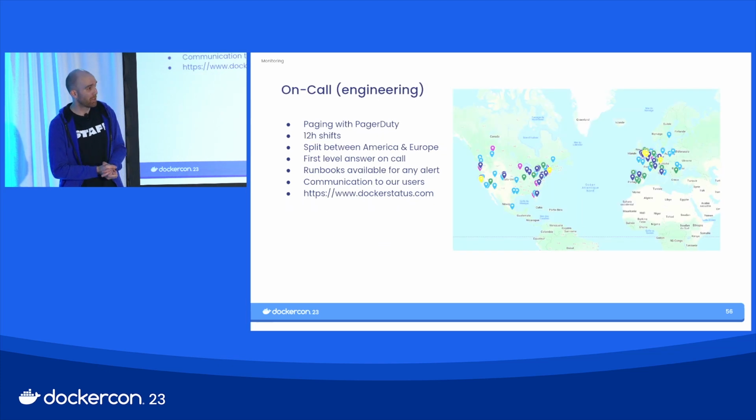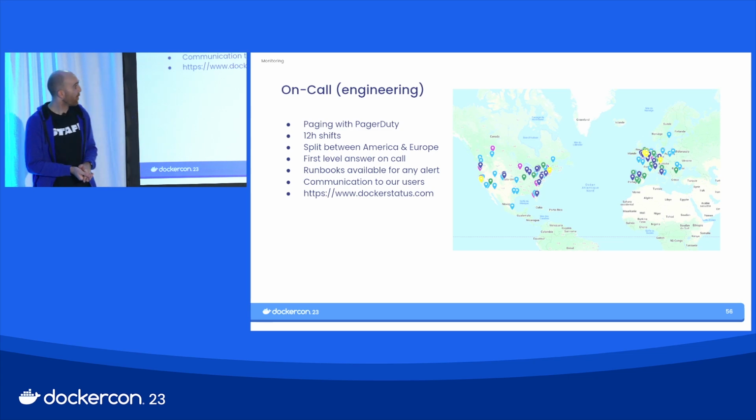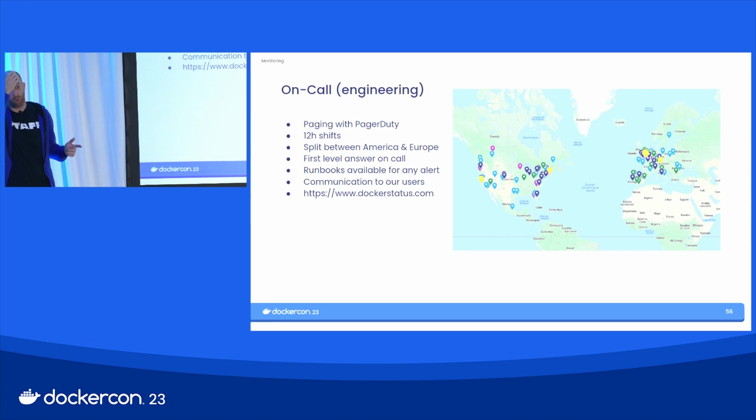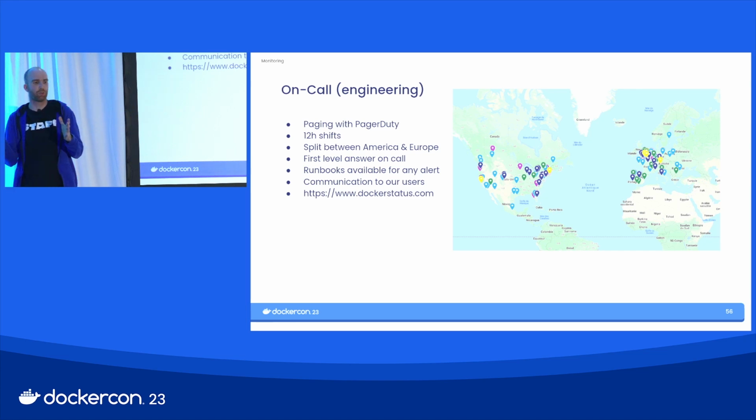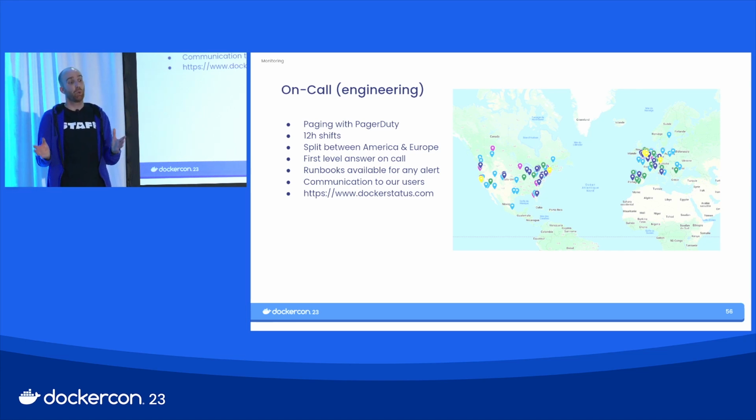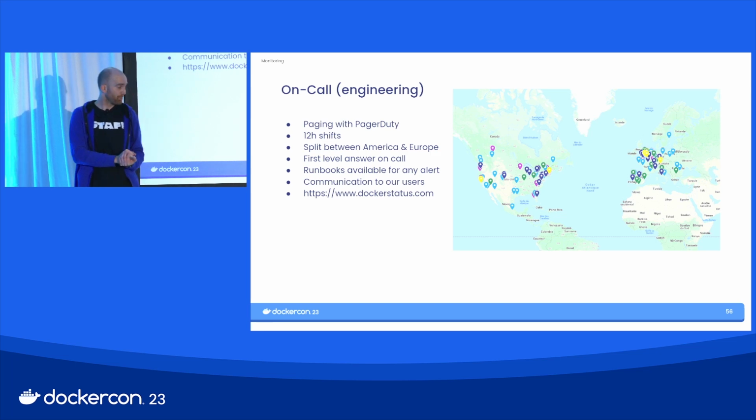After that, we have metrics, but we also have on-call. That's the on-call in place for Hub and all services on Docker. Like I said, Alert Manager will send things to PagerDuty, so we are paged by PagerDuty.